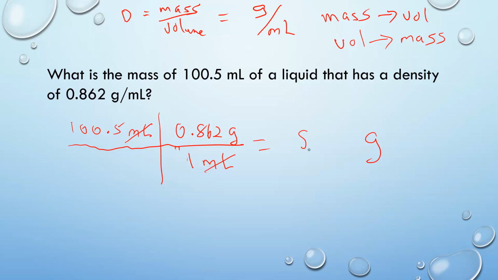And our answer, keeping with proper sig figs, is 86.6 grams. Our density has 3 significant figures. Our volume has 4, so our answer will have 3 significant figures. So dimensional analysis, easy. We just wrote it down, looked at our units, ended up with the units we wanted. We're done. So let's do another example.